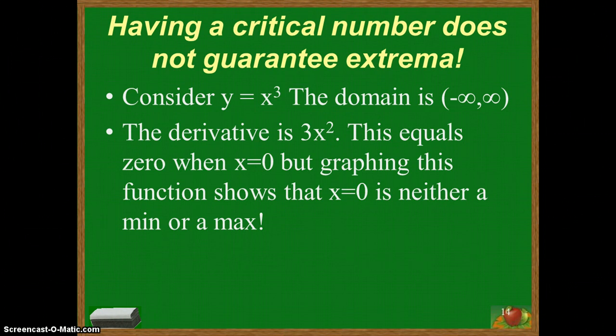This equals 0 when x equals 0. But graphing this function shows that x equals 0 is neither a minimum nor a maximum. So don't think just because you have a critical number you're guaranteed a minimum or a maximum. That would also work if you just want to play with it for f of x equals x to the 1/3. Same story.